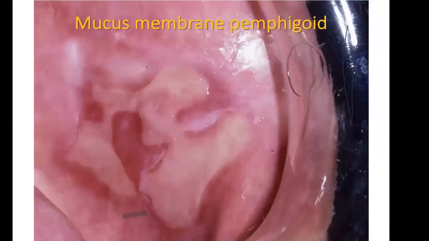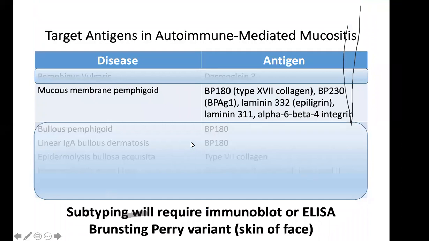Mucous membrane pemphigoid typically happens in older individuals, those in their 60s and 70s, and somehow it's skewed more towards females than males. And so here are the antigens, as I said. So subtyping will require an immunoblot or ELISA. So is that really necessary?